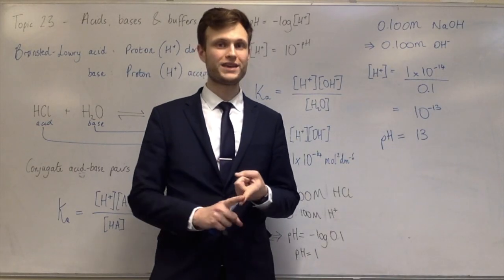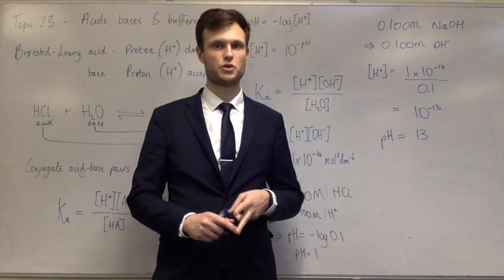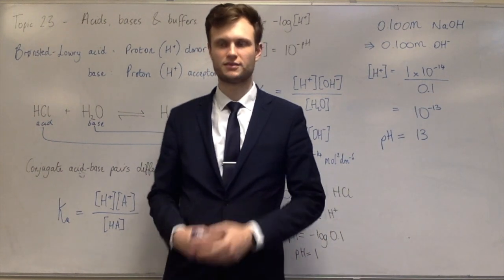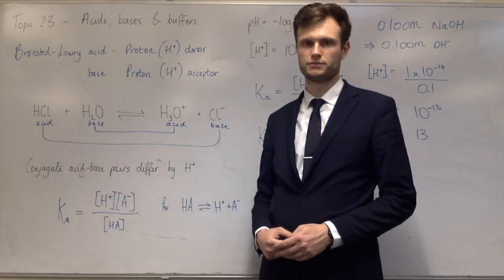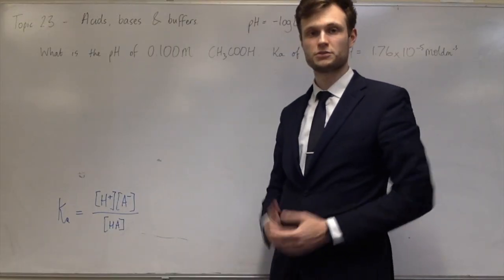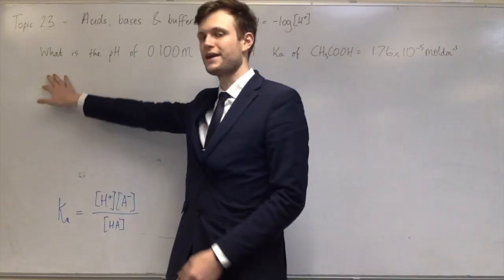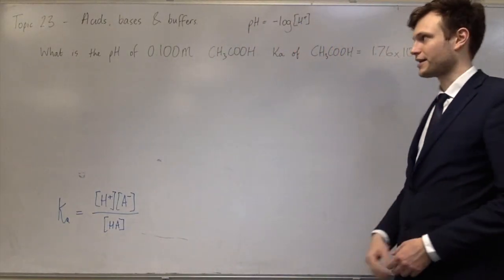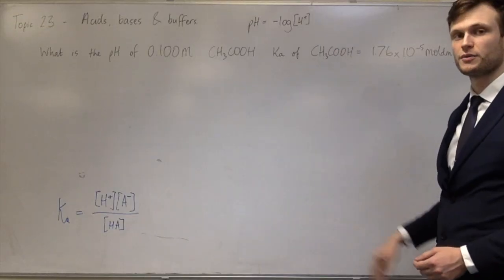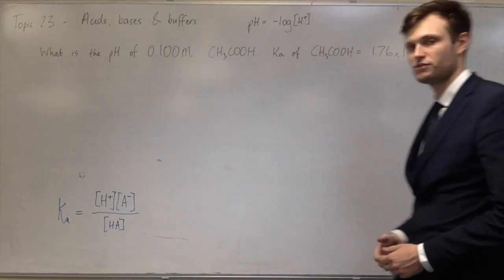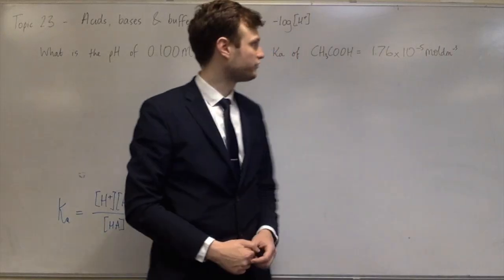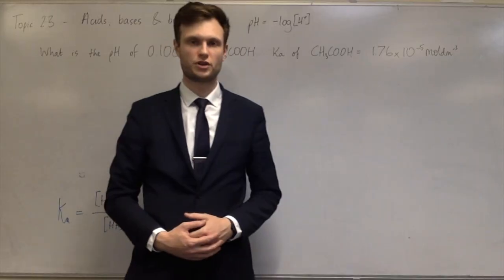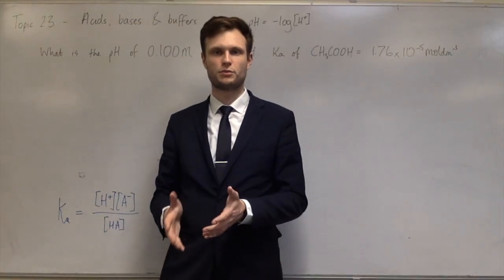Now I'm going to talk about weak acids and buffers, and those are much more complicated. So I'm going to do weak acids first, and for weak acids, I need this Ka expression. So I've left it on there, and I want to answer this question. What's the pH of 0.1 molar ethanoic acid? And to calculate that, we need to know the Ka of ethanoic acid. So I've said it is 1.76 times 10 to the power of minus 5 moles per decimetre cubed. Now that number's a lot less than 1, so you can expect that mostly it'll be reactants.